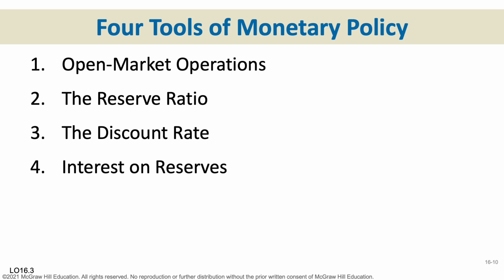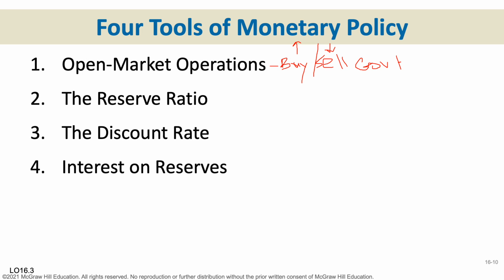So now we'll begin to really discuss the tools of monetary policy. So there are 4 tools of monetary policy that we're going to talk about. The first is open market operations, and that means buying and selling of government bonds. Buying or selling government bonds. So the Federal Reserve can buy and sell government bonds to increase or decrease the money supply. So when the Federal Reserve buys government bonds, it will increase the money supply. When the Federal Reserve sells government bonds, it will decrease the money supply.